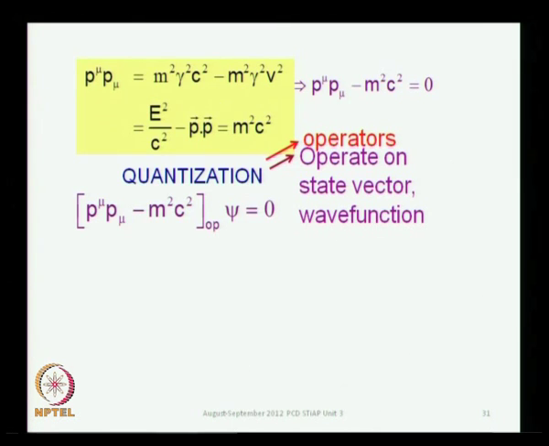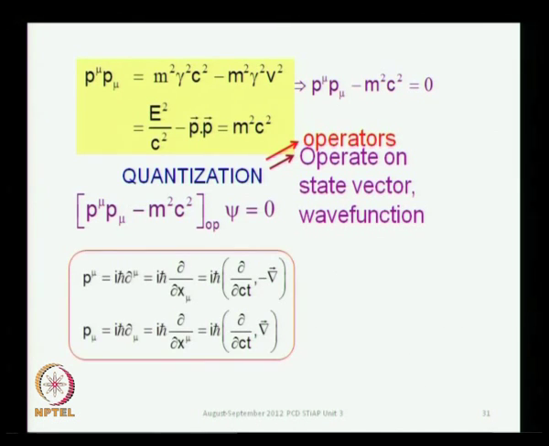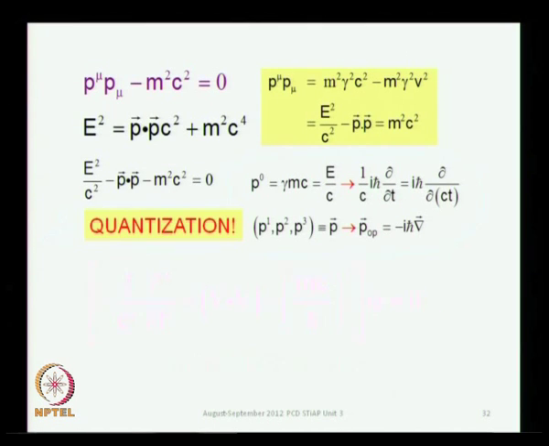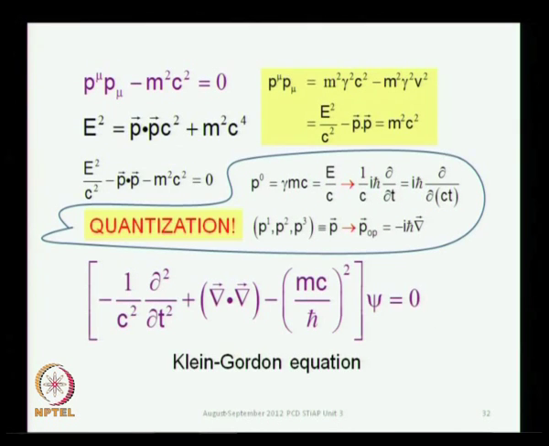So far so good, looks fine. And when you put in all of these operators in this relation, you get what is called the Klein-Gordon equation. Okay, all we have done is to put these operators in this relationship over here, which comes from the Lorentz invariant quantity. So, this is the Klein-Gordon equation, and this is a relativistic equation, relativistic quantum mechanical equation.